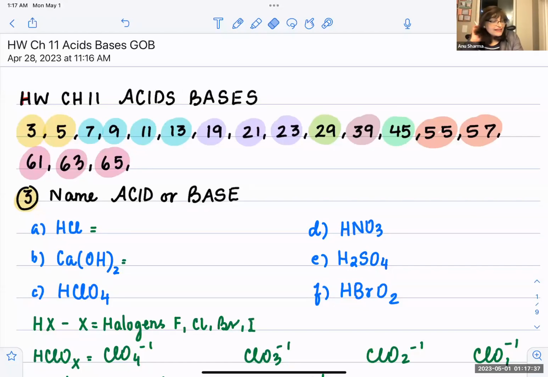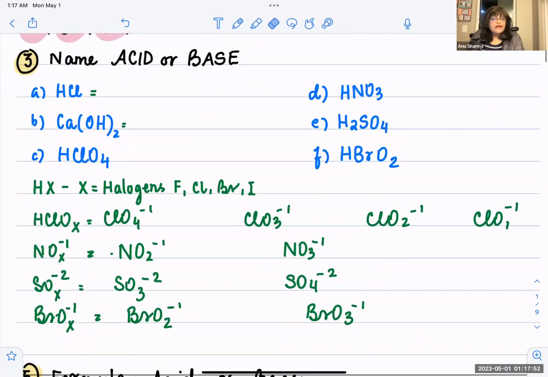Hi guys. Okay, so we are going to do chapter 11, acids and bases, and we will be looking at the homework questions 3 and 5, which relate to the naming and writing the formulas. Okay, so name the acids and or the bases.